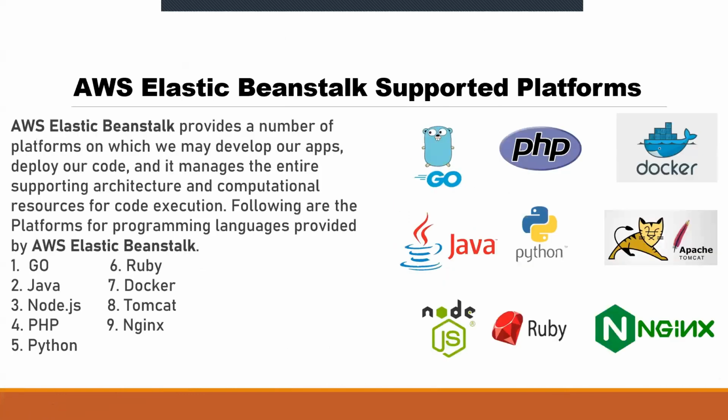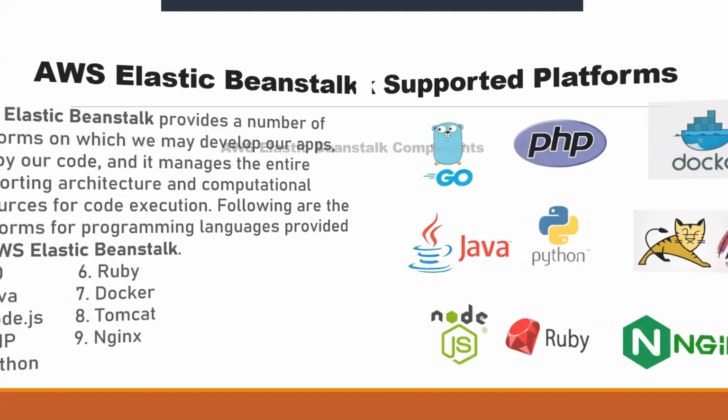Now we'll see AWS Elastic Beanstalk supported platforms. AWS Elastic Beanstalk provides a number of platforms on which we may develop our apps, deploy our code, and it manages the entire supporting architecture and computational resources for code execution. Following are the platforms for programming languages provided by AWS Elastic Beanstalk. First one is Golang, second is Java, third is Node.js, fourth is PHP, fifth is Python, sixth is Ruby, seventh is Docker, eighth is Tomcat, and the ninth one is Nginx.